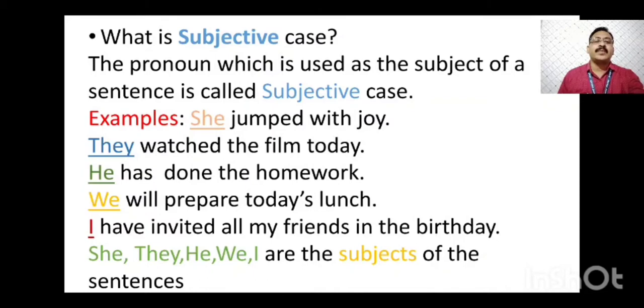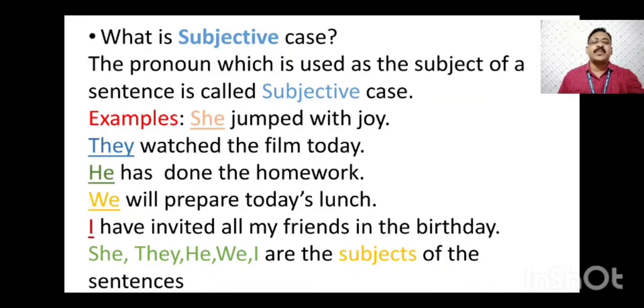You can see examples. She jumped with joy. They watched the film today. He has done the homework. We will prepare today's lunch. I have invited all my friends to the birthday. Here, she, they, we, he, I are the pronouns which are used as the subject of the sentence.